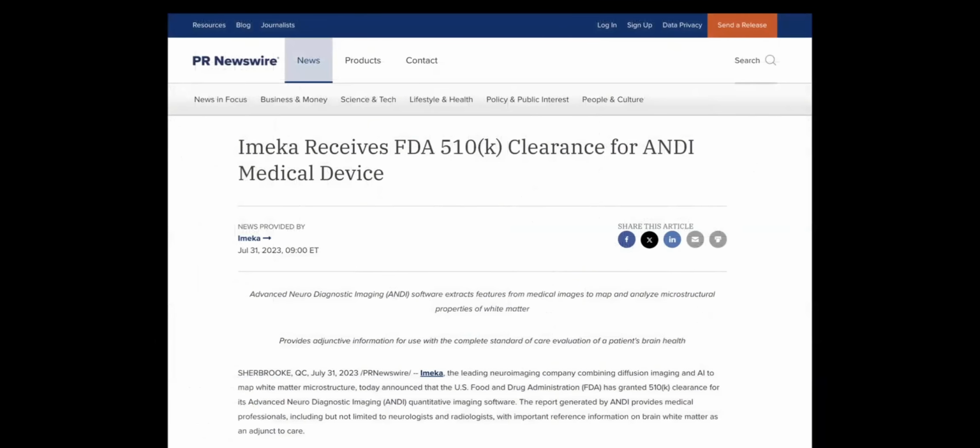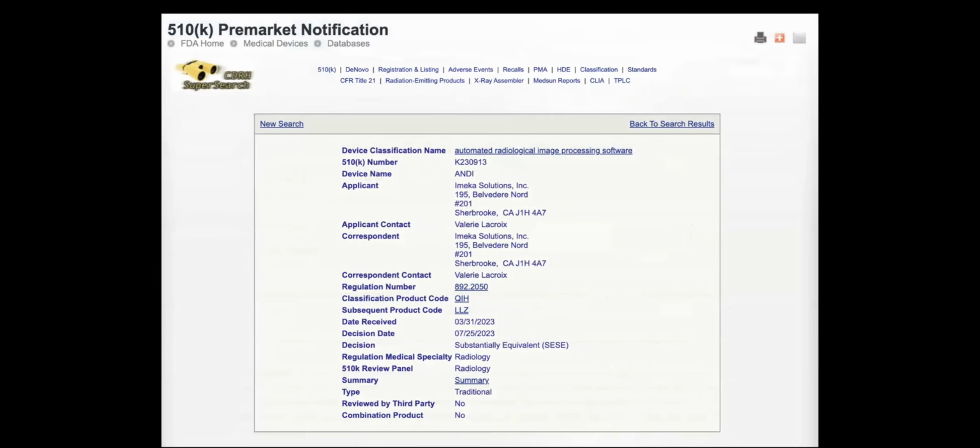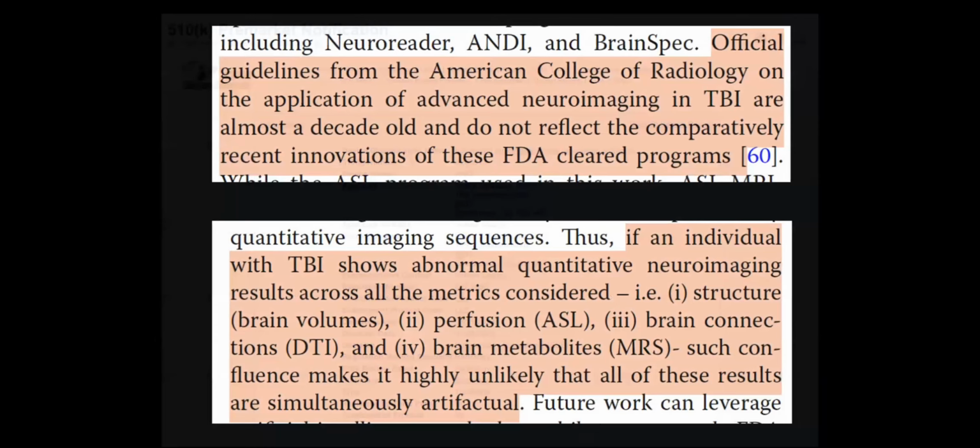And again, like I said, IMECA is FDA cleared, so it actually can be used in individuals. This has been true now for almost 2 years. This is not new. And of course, we can see additional evidence here from the FDA filing.